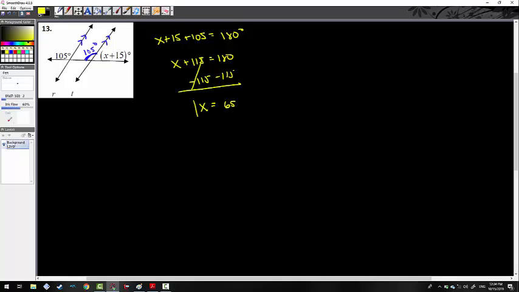Now from here, x only equals 65, but if they wanted me to measure the angle itself, that means the angle measure is 65 plus 15, which is going to be 80 degrees. All right, so just keep that in mind, in case they decide to ask you for both, we can be assured of both.